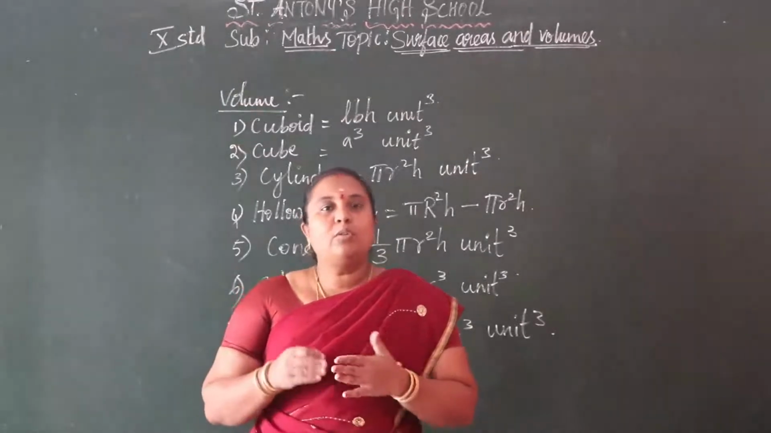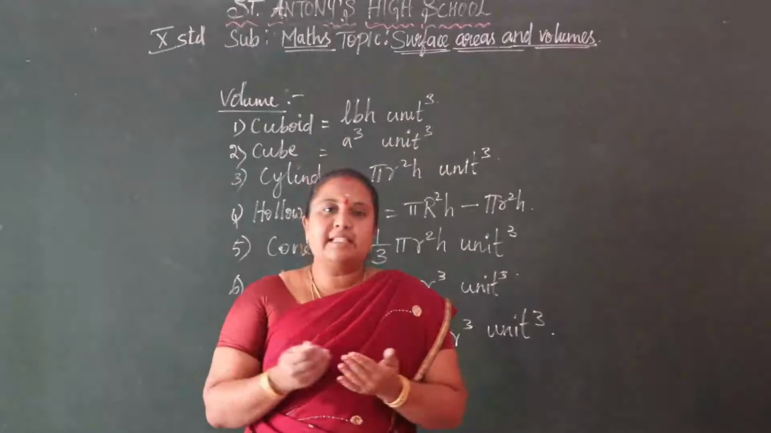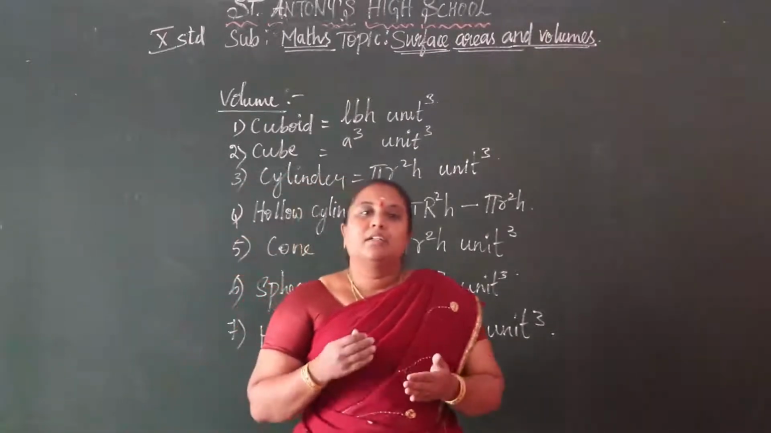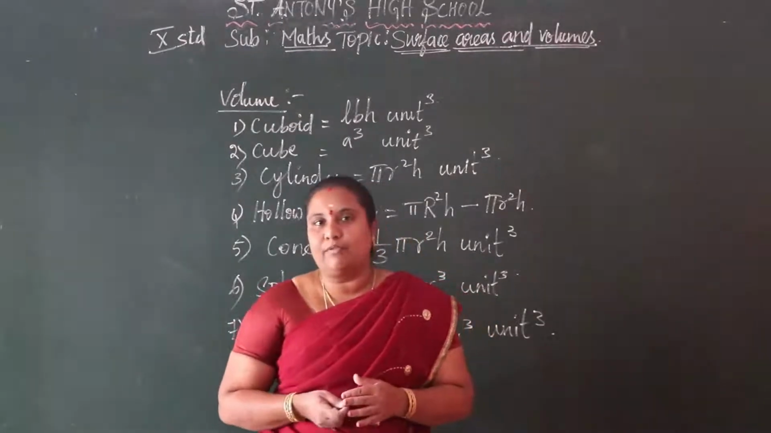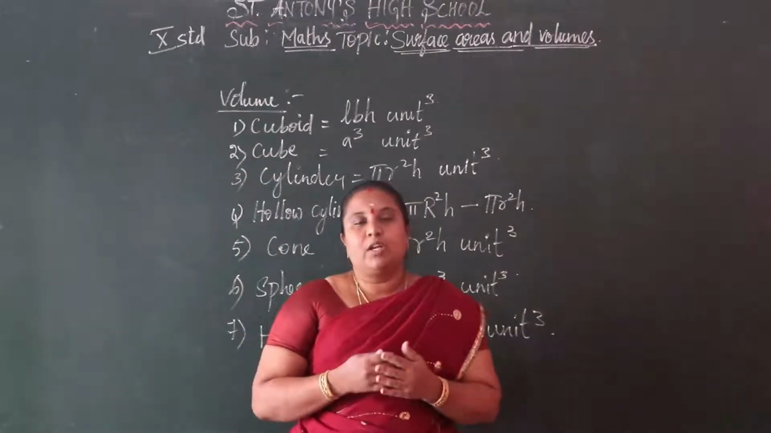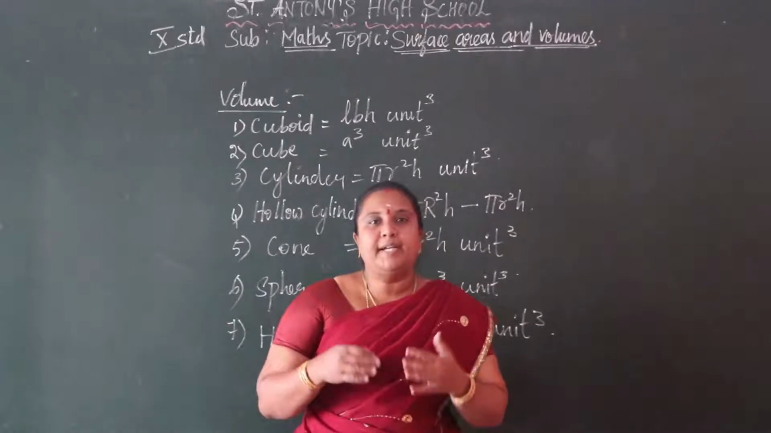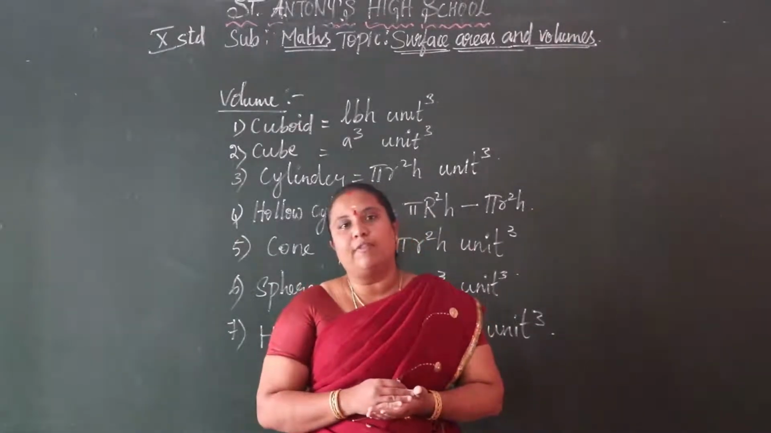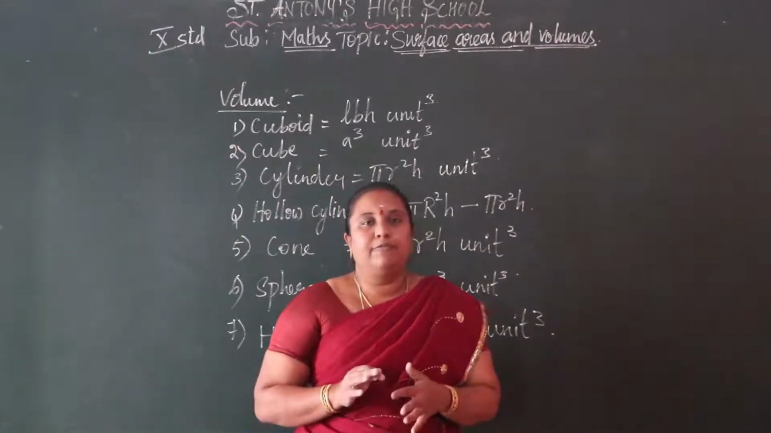So we found out the area, that is surface area. CSA, curved surface area of solid figures, and TSA, total surface area of solid figures, we found out. And now we have to find out the volume. Volume means how much space can be occupied in it. That occupied space is what we want to find out, and we can say it is the volume of the solid figures.